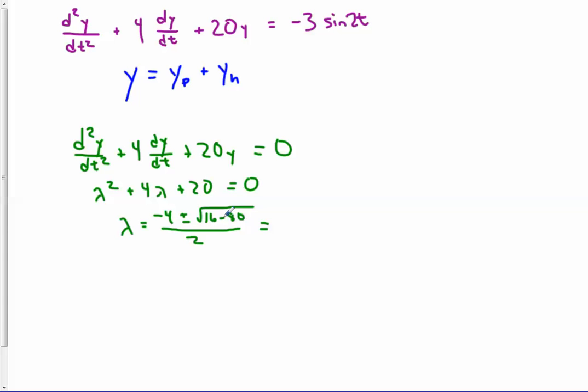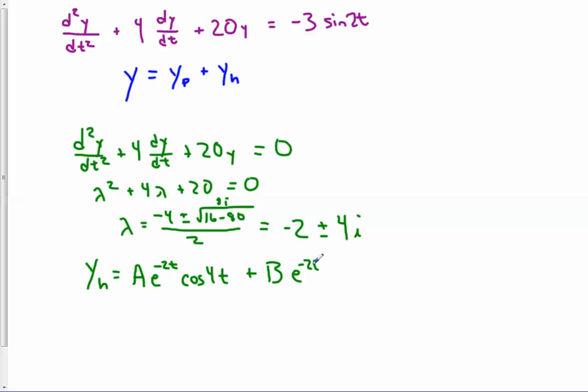This is the square root of negative 64, which is 8i. So I think we will get negative 2 plus or minus 4i. All right, so the homogeneous part will be a e to the minus 2t cosine 4t plus b e to the minus 2t sine 4t. So that's all the same, and that's all well and good. We got this guy done, taken care of.